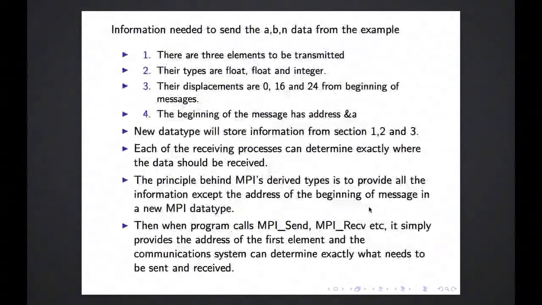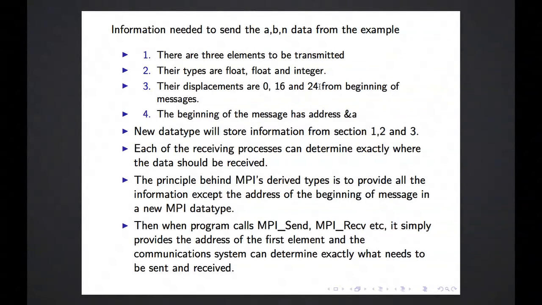So if I want to send this data structure in one go, I need to provide the following information. I need to indicate that there are 3 elements to be transmitted. Their types have to be indicated, in this case float and integer. And the relative displacement from the beginning of the message has to be indicated, in this case 0, 16, and 24.